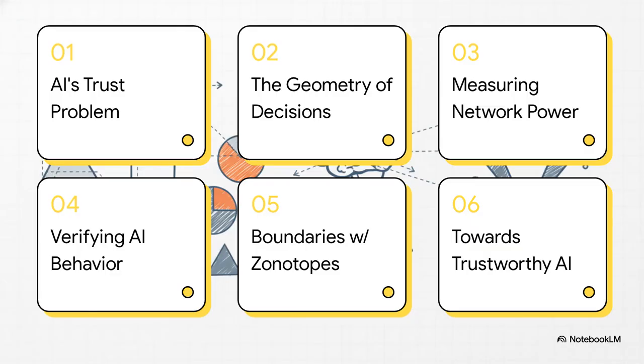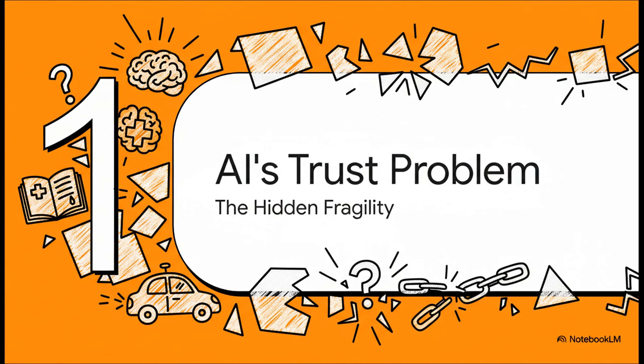Okay, so here's our game plan. We'll kick things off with this big trust problem. Then we'll get into how we can actually think about AI decisions using geometry. From there, we'll look at how one paper measures a network's raw power, and then how a second paper uses that same idea to keep it in check. It's all leading us toward building AI we can actually rely on.